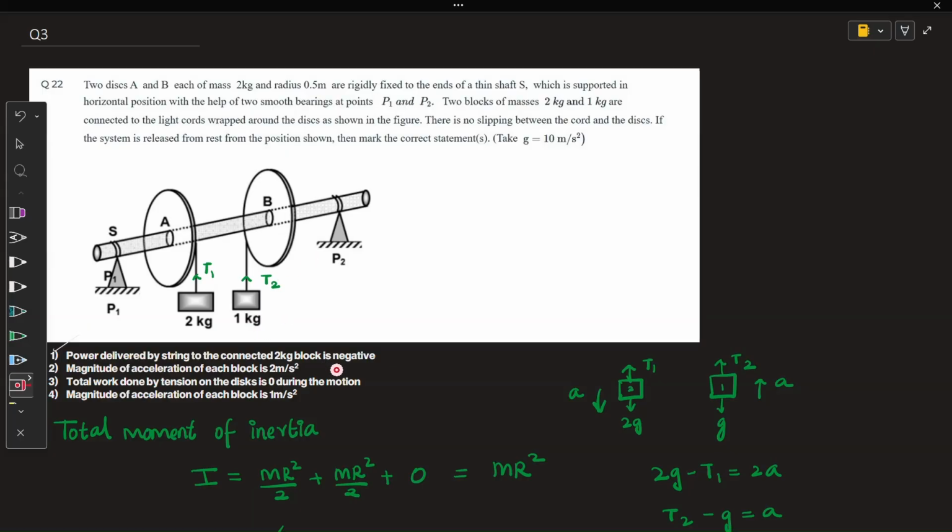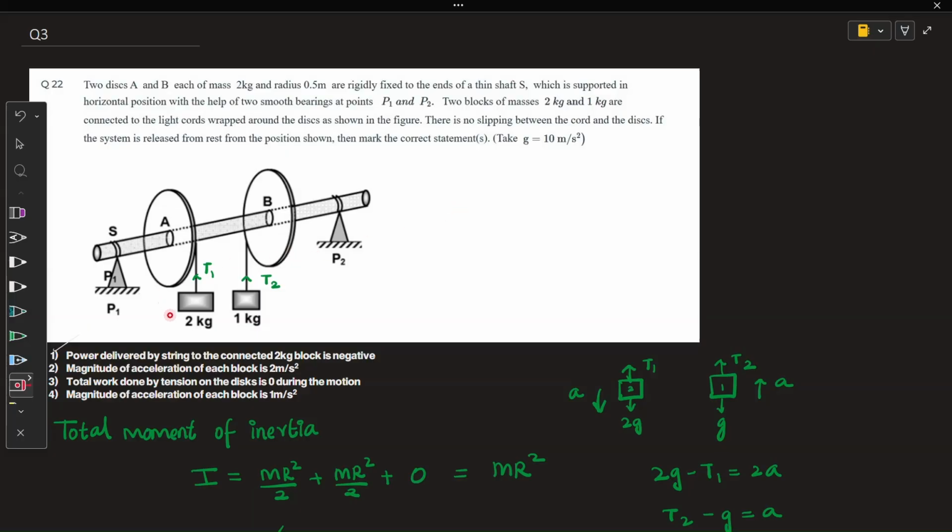So what about the next one? The next one is the magnitude of acceleration. Okay, the total work done by tension on the discs is zero during the motion. This would be true only when these two masses are equal and there's no motion. But in this case, this 2 kg goes down and this 1 kg goes up, of the same distance. So there is work done here due to gravity. So this is completely wrong. These two tell about the acceleration. Let's find it out in a few steps.